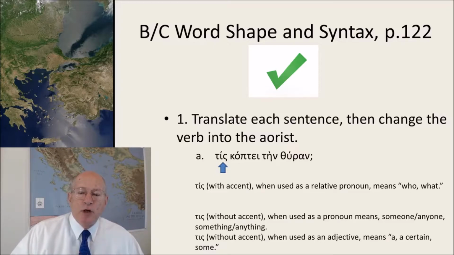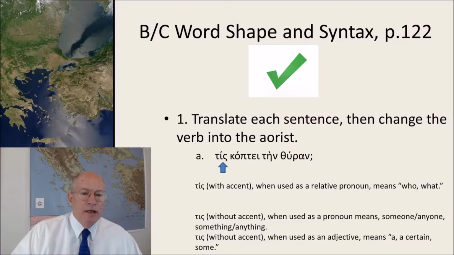Now this particular word, tis, is a word we've seen many times, but it's confusing to me, and so I wanted to spend some time with this word. And it's confusing because there's another word, tis, the exact same spelling, but it has no accent in the nominative. And so that word, when used as a pronoun, means someone, anyone, something, anything. When it's used as an adjective, it means a or a certain or some. So it's an indefinite article in a way.